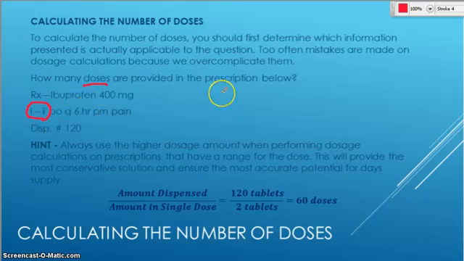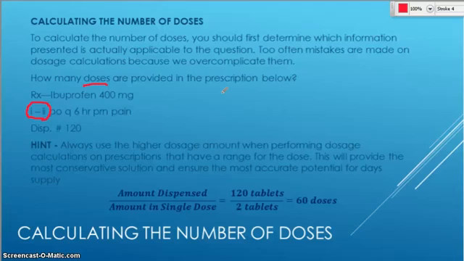We really want to make sure when we're calculating how long a medication should last, or anything dealing with quantity and doses, if there's more than one option, 1 or 2 like this one, you always want to use the higher dosage amount, because we want to make sure that our patients don't run out of medication.